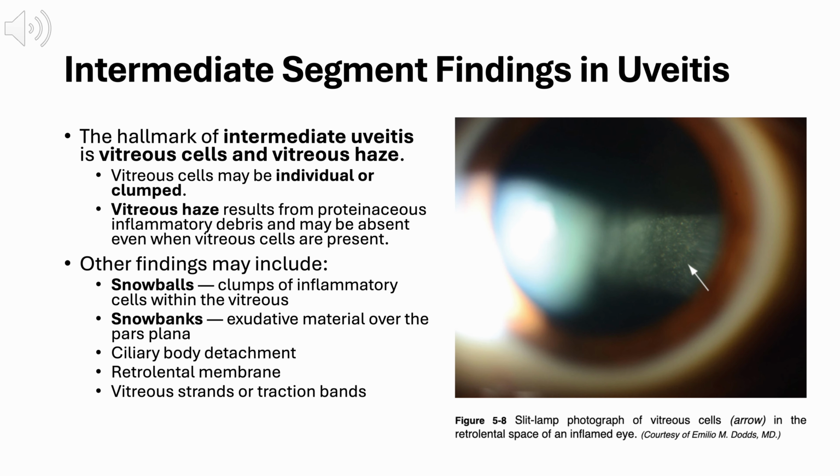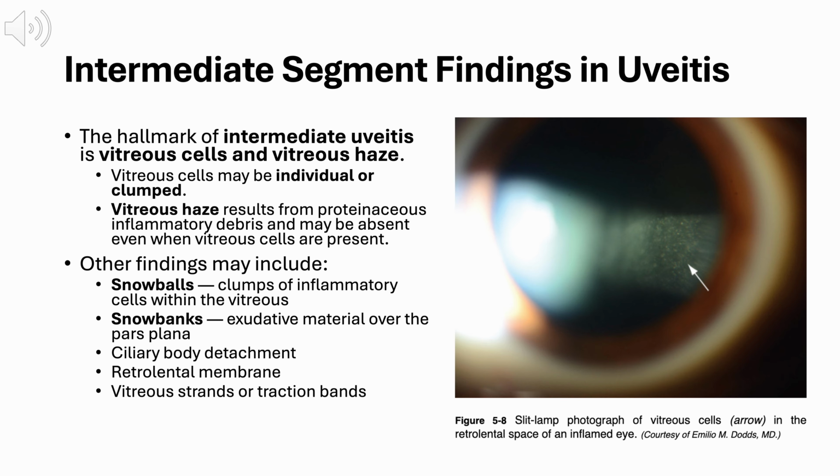Moving posteriorly, the hallmark of intermediate uveitis is vitreous cells and vitreous haze. The cells may be individual or clumped, and the haze comes from proteinaceous inflammatory debris. Importantly, haze can be absent even when cells are present, so the two are graded separately.